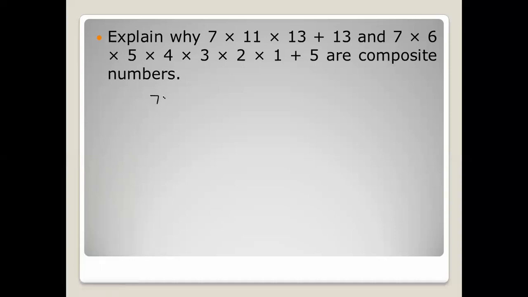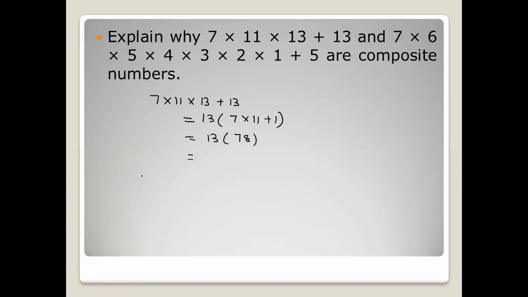So the number is 7 into 11 into 13 plus 13. We will not multiply it out. We are just going to take 13 common, and that is 13 into (7 into 11 plus 1), or we can write 13 into 77 plus 1, that is 78. So what does it mean? It means it is not only divisible by itself or by 1, it is divisible by many factors. So it means it is a composite number.